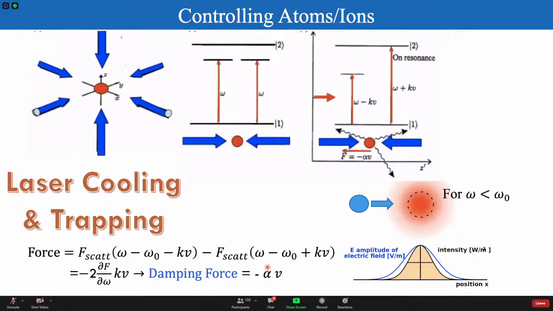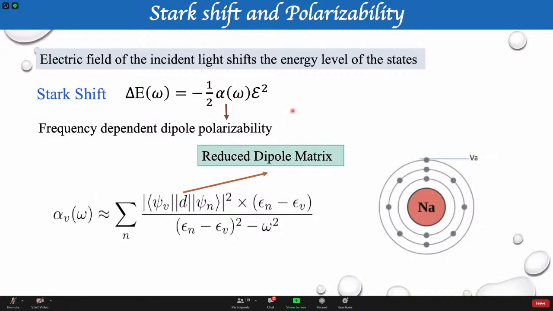We can see later that this damping constant can be understood as the dipole polarizability of the atoms. This is an internal property of the atoms. So this dipole polarizability or damping constant should be significant enough to trap the atom. The value of alpha should be significant so that we can trap the atoms. That's a very important quantity. So how do we calculate this alpha, or the dipole polarizability? What happens when we shine the light on the atom? The energy levels of the atoms are shifted.